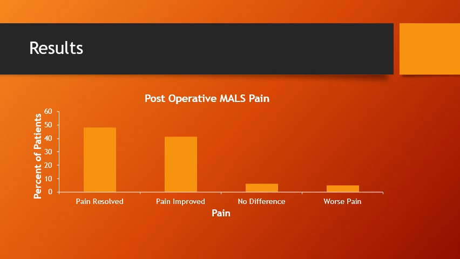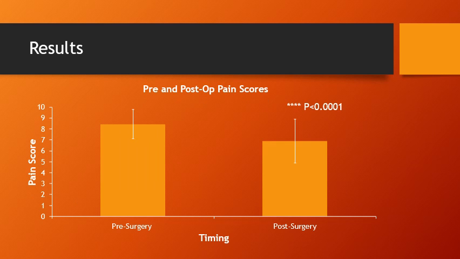Post-operatively, we saw roughly 49% of patients have pain entirely resolved. Just a little over 40% had their pain improved, while about 6% showed no difference, and 5% actually had worsening pain. When we look at their overall subjective pain scores, preoperatively the average score was around 8.4. Post-operatively, the pain score was around 6.8, 6.9. These patients had a significant improvement in their pain.